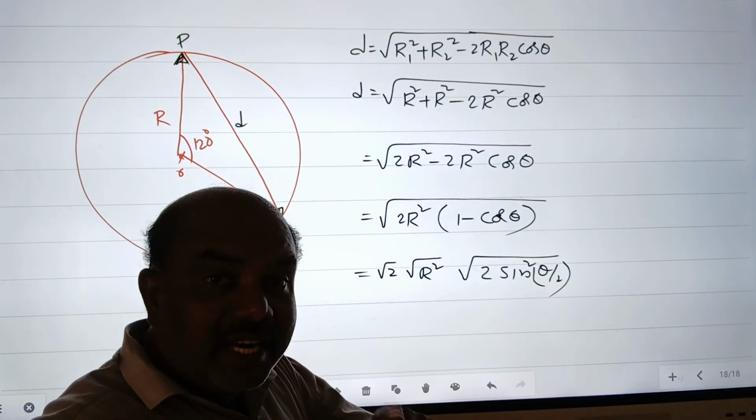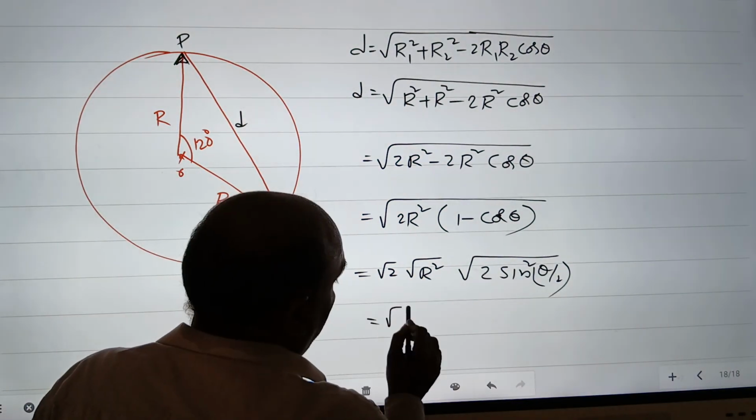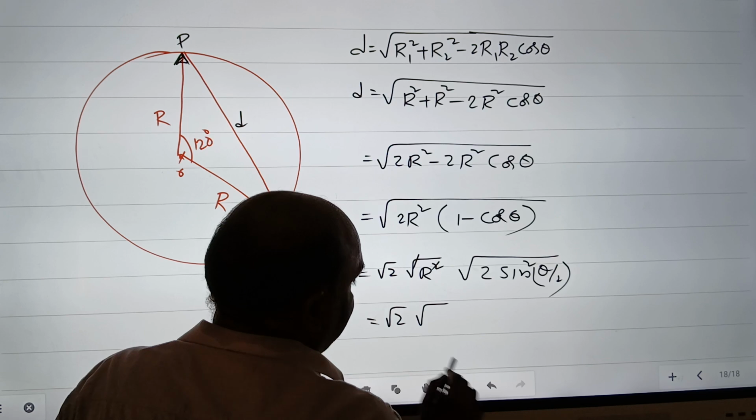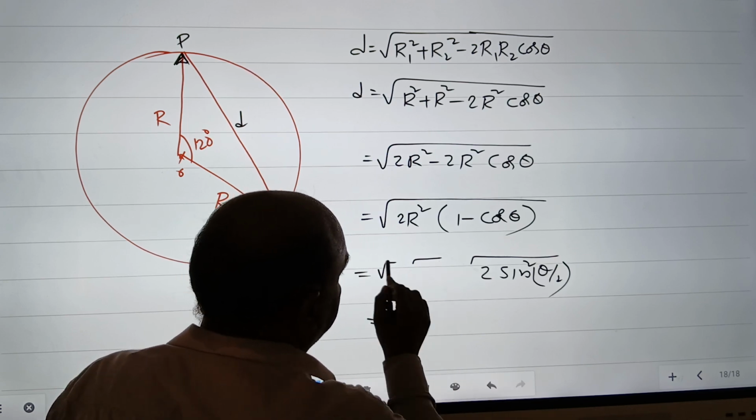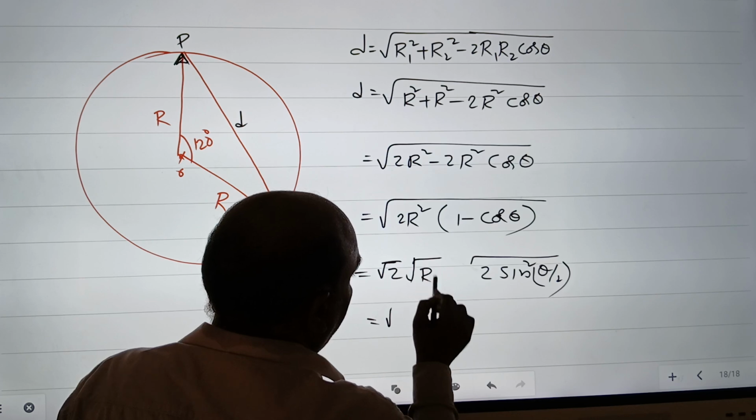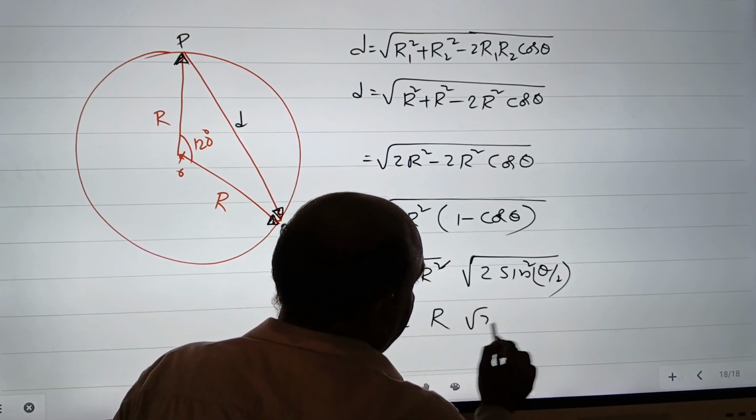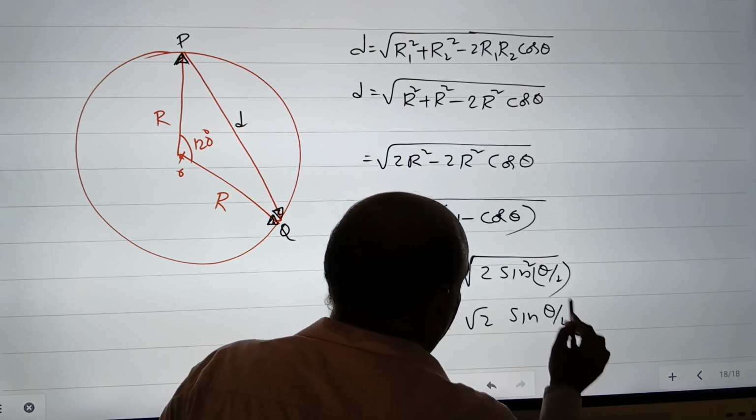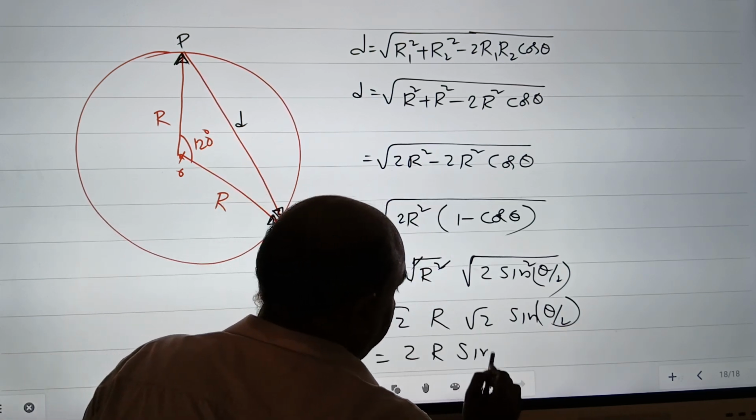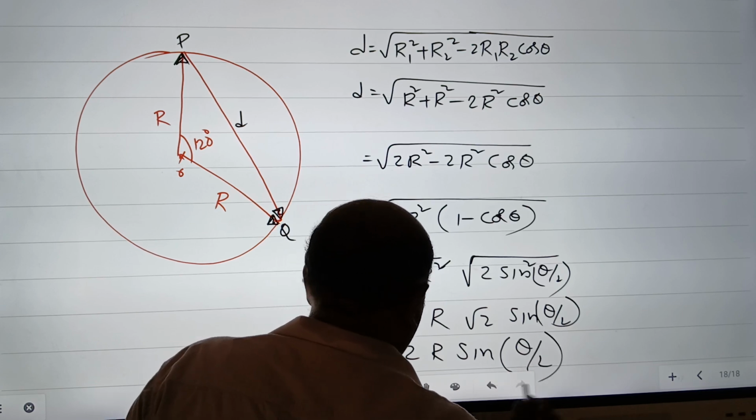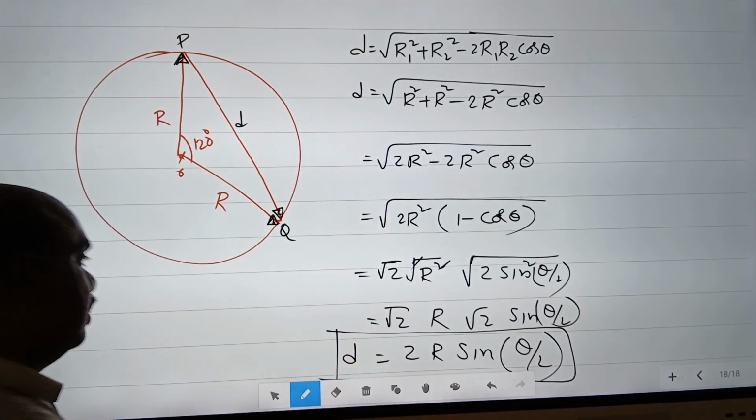Here 2 theta is not there, theta is there, so 1 minus cos theta is 2 sin square theta by 2. Root 2 into R square root cancel. So directly, can I write that? Root 2 into R into one more root 2 comes here, sin theta by 2. Root 2 into root 2 is 2, so D is 2R sin theta by 2. This is the standard formula you need to remember to find the resultant vector in a circular path.